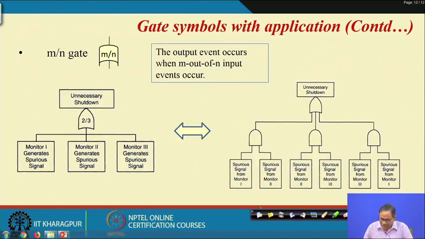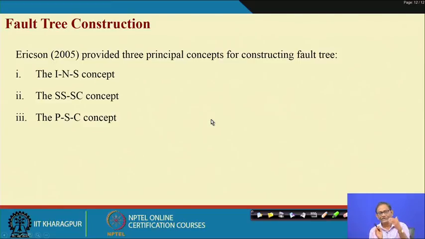Okay, so we have explained the event symbols and the gate symbols. Then, using those symbols, you have to develop or construct the fault tree. Erikson has given three concepts: the INS concept, the SSC concept, and the PSC concept. We will discuss what those concepts are. For the first two, I will just give you the definition from Erikson's book, and the last one we will discuss at length.